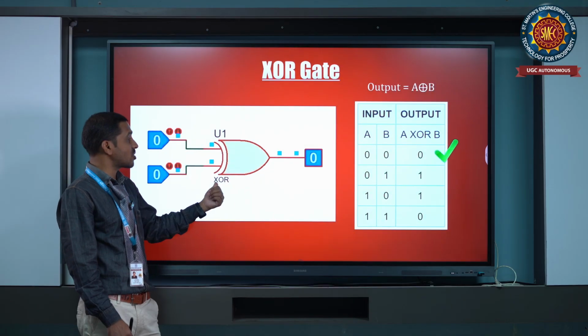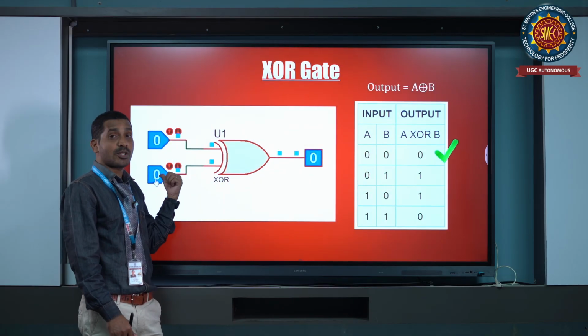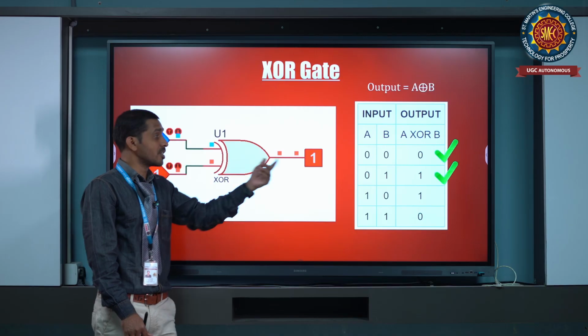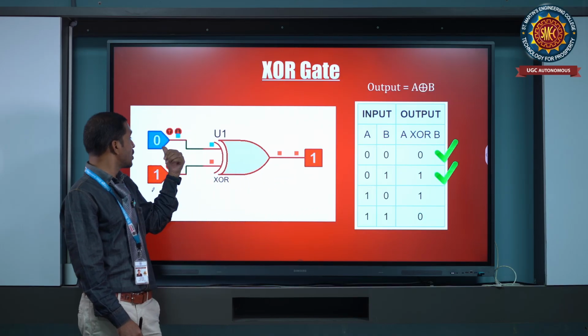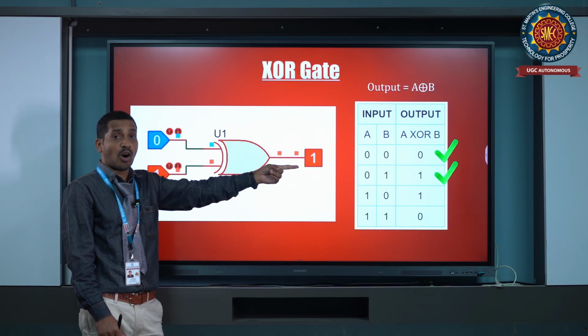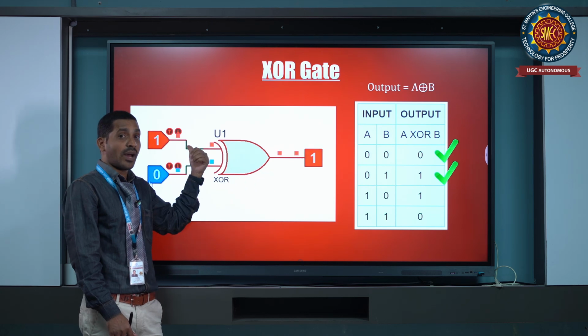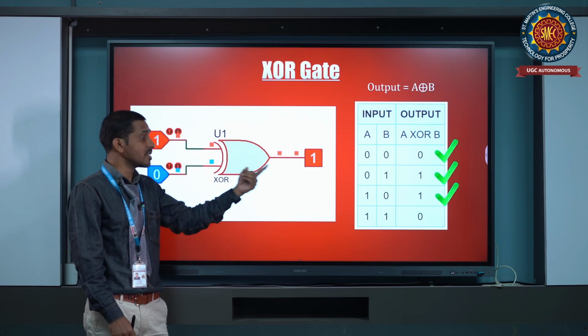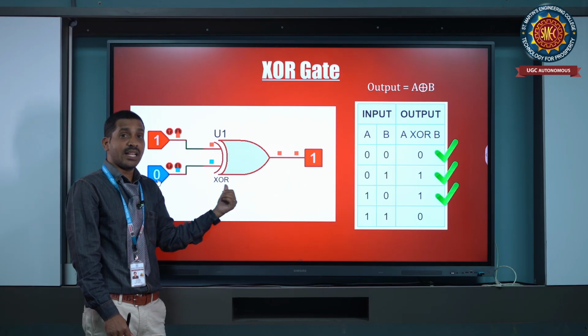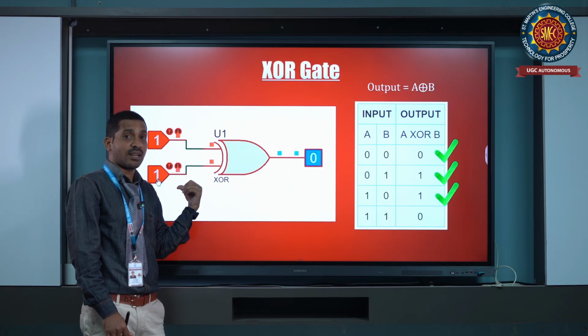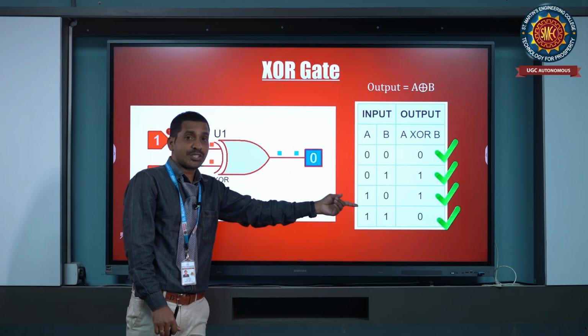Next one, the XOR gate. A is 0 and B is 0, it will produce the output 0. With 0, 1 it will produce the output 1. Then A is 1 and B is 0, it will produce the output 1. And finally taking 1 and 1, it will produce the output 0.